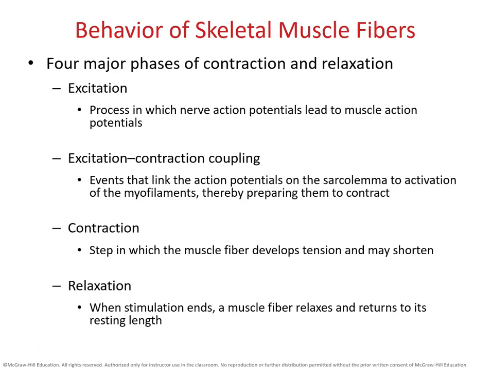This is when that action potential actually does something to the sarcolemma and the myofilaments are activated, and thereby they are ready to contract. Then they finally actually do contract and shorten or just develop tension. And finally, once the contraction is over, we return to the resting state by relaxing. This happens when the stimulation ends and the length of the sarcomere returns to normal with the normal decreased tension.